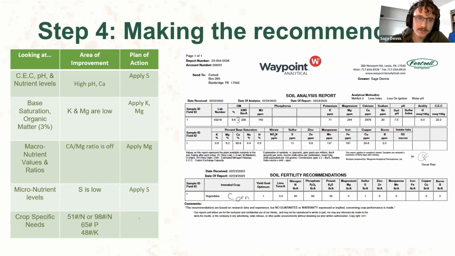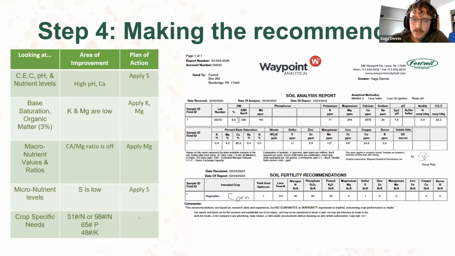Now let's go to your base saturation and your organic matter percent, which is 3%. I see that my calcium and magnesium are low, and I'm going to need to be addressing that, most likely moving forward for the next several growing seasons due to the deficiency. Your macronutrient values and ratios, as discussed, we can clearly see that our calcium magnesium ratio is off. So I'm going to need to get some additional magnesium in there, while ideally having calcium be uptaken more effectively.